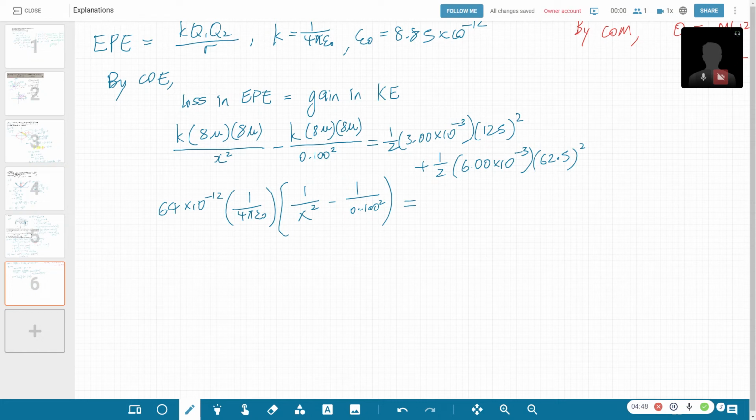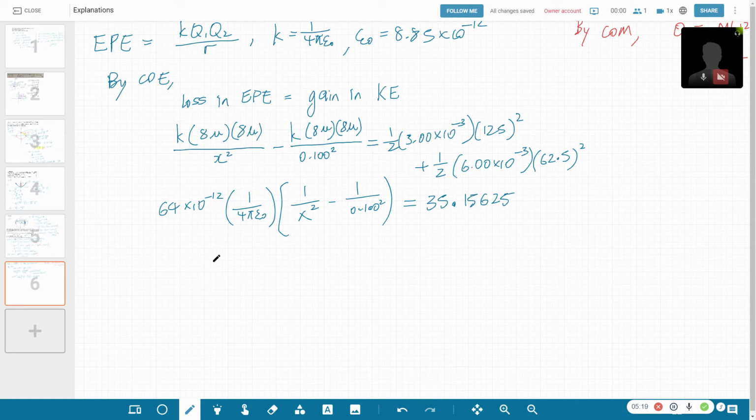So I shall get 3 times 10 power minus 3 times 125 squared times half, plus 6 times 10 power minus 3 times 62.5 squared times half. I will get 35.15625. You can verify this. So this is the final KE.